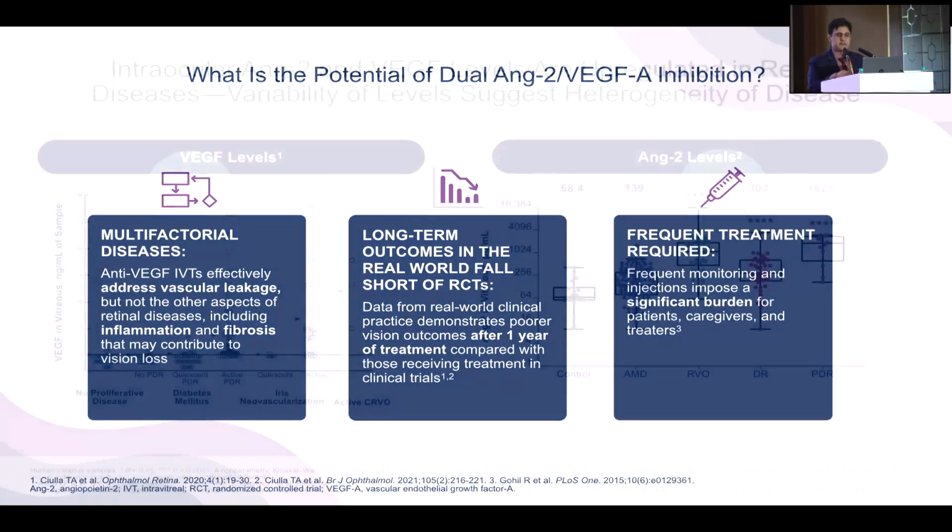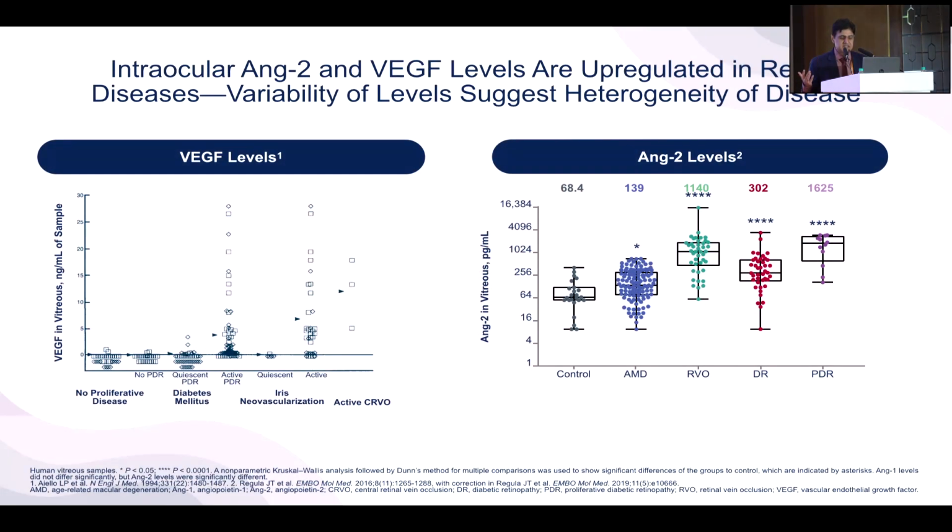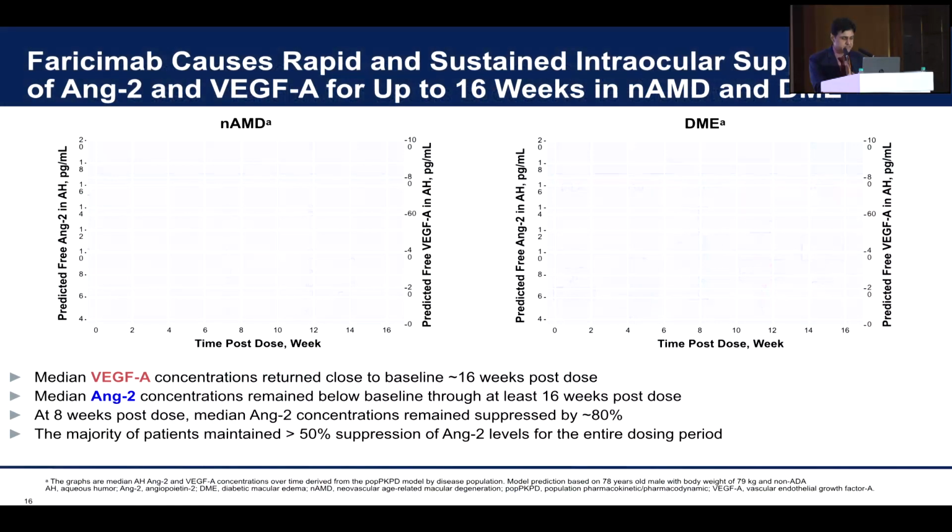So as we all know now, most of the retinal diseases are multifactorial diseases. They need repeated frequent injections. So our main aim is to increase the treatment duration and reduce the patient load, and also tackle the multifactorial part of the diseases. As we can see, both VEGF levels as well as Ang2 levels are increased in AMD patients, RVO, diabetic retinopathy, as well as diabetic retinopathy with PDR patients. So with this molecule, we not only target the VEGF levels but also the Ang2 levels.